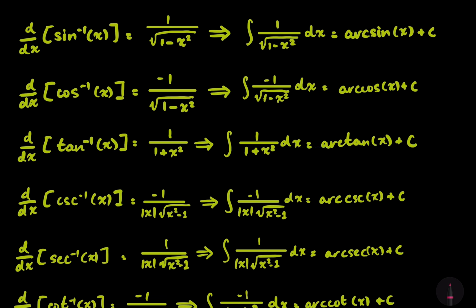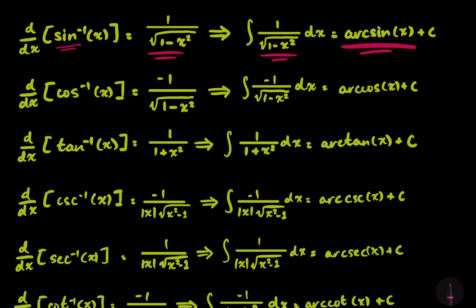So we know the derivative with respect to x of sine inverse of x, which is also referred to as arcsin of x, and we're going to use either notation, whichever one you prefer, is equal to 1 over the square root of 1 minus x squared. That tells us that the indefinite integral, the antiderivative of 1 over the square root of 1 minus x squared dx, is equal to arcsin of x plus c, or sine inverse of x plus c.